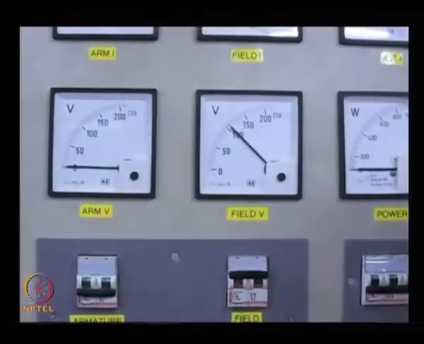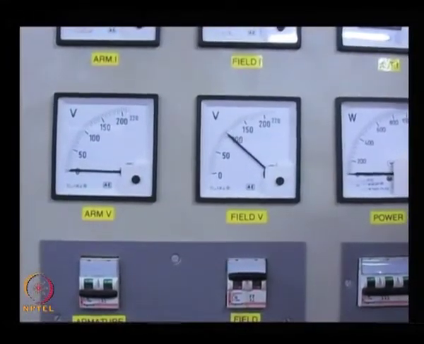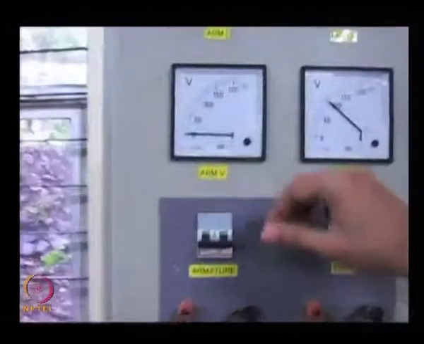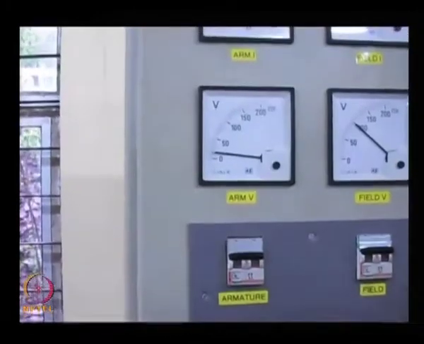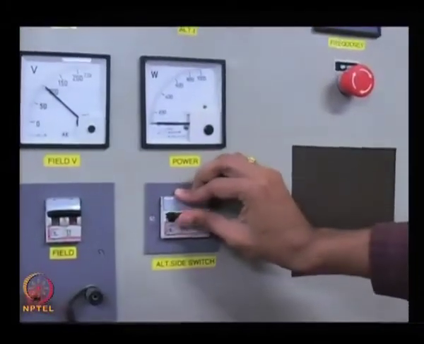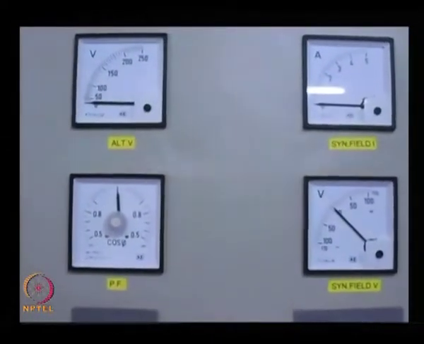Okay. What I am doing now is starting the prime mover, which is the DC machine. What you are seeing here is I have applied the field voltage to the DC machine. Now, I am applying the armature voltage to the DC machine, which is the prime mover to the AC machine. As soon as I start it this way, you will find that the machine starts rotating. You will shortly see the machine rotating.